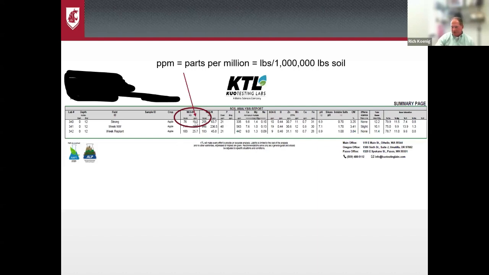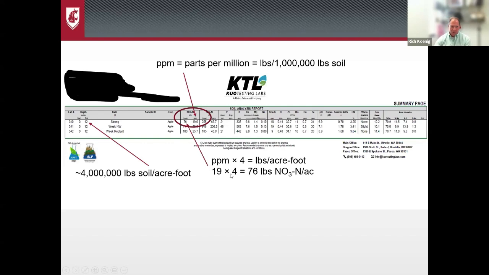So where that becomes important is if we take that part per million number, and we know that at, let's say, an average bulk density of about 1.4, 1.47 grams per cubic centimeter, there are about 4 million pounds of soil in an acre foot. So what that means is if we have a concentration in parts per million or pounds per million pounds of soil, we can multiply that concentration by 4, the number of million pounds of soil in that acre foot, to scale up or convert that concentration from parts per million to pounds of nitrate nitrogen per acre.